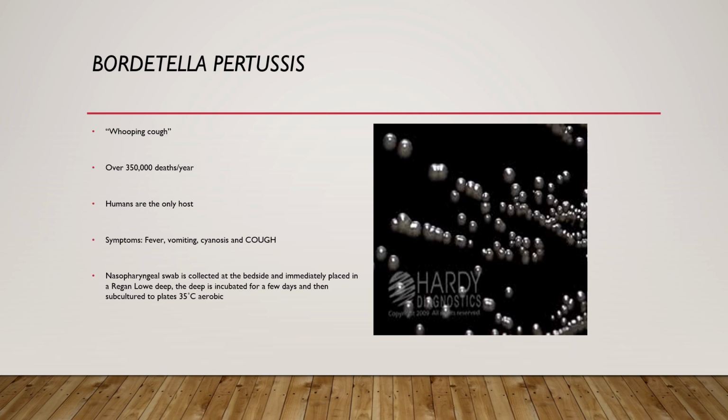To collect this, we would take a nasopharyngeal swab at the bedside. Usually a doctor, nurse, or other medical personnel will collect this at the bedside, and they'll put it into a slant known as Regan-Lowe deep, and then it'll be brought to the laboratory. In the laboratory, we will take that swab out of the Regan-Lowe media and put it on a media with charcoal agar within the next couple days, and we'll look for things that look like mercury drops on the media.